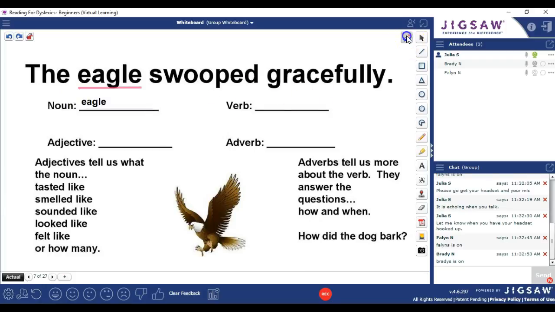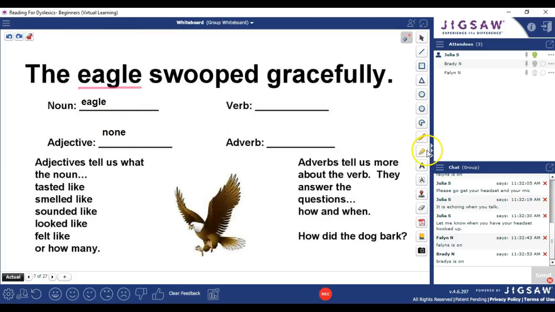Now, do we have any adjectives that give us more information about the noun? Do we have any adjectives in there? Gracefully? Nope, that actually gives us more information about the verb, but good try. You would find the adjective right here in front of the noun. So is there anything in front of the noun other than the? There are no adjectives in there. We don't have anything that tells us any information about the eagle. We just know it's an eagle.